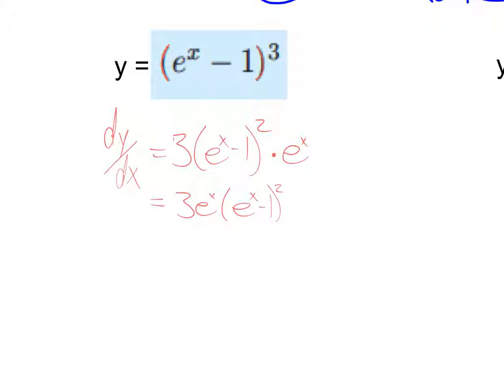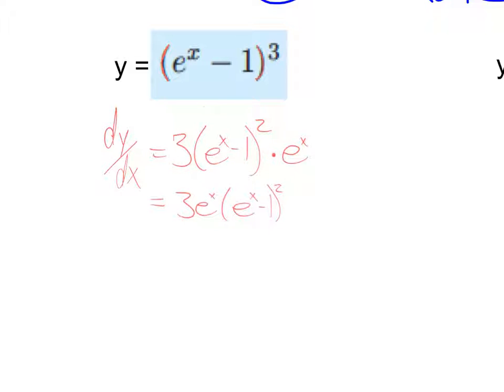Now, this one actually, you'll notice there is a point where this does give us 0. Okay? The e to the x will never equal 0, but this, when x is 0, e to the 0 would be 1, and 1 minus 1 would be 0. So in this case, even though there's an e to the x in there, don't automatically just dismiss it if you're trying to set the derivative equal to 0.